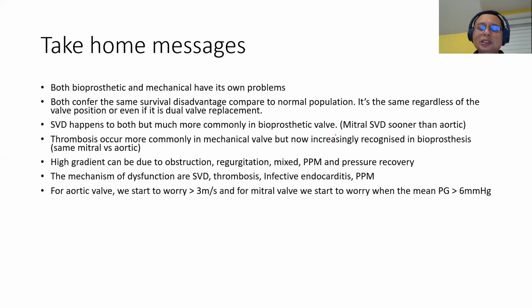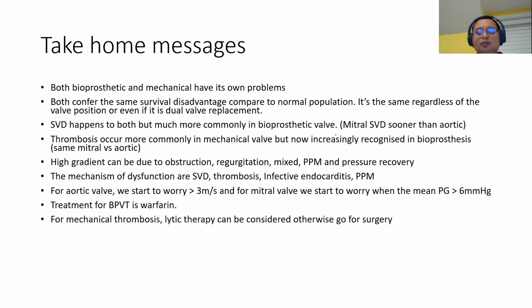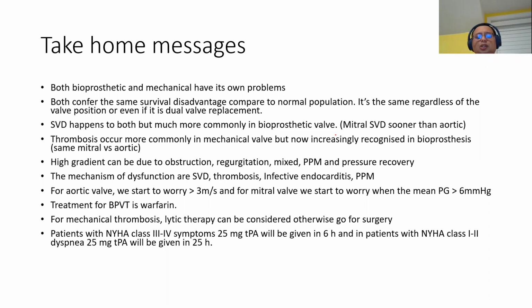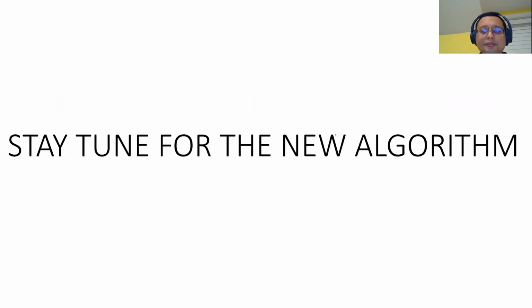For the aortic valve, we start to worry when the velocity is more than 3 meters per second. For the mitral valve, when the mean gradient is more than 6. Treatment for bioprosthetic valve thrombosis is warfarin. For mechanical thrombosis, lytic therapy can be considered. Otherwise, you have to go for surgery. In terms of the dosage, you can give 25 milligrams of TPA over 6 hours, or 25 milligrams over 25 hours. In terms of the dosage, you have to find out for yourself.